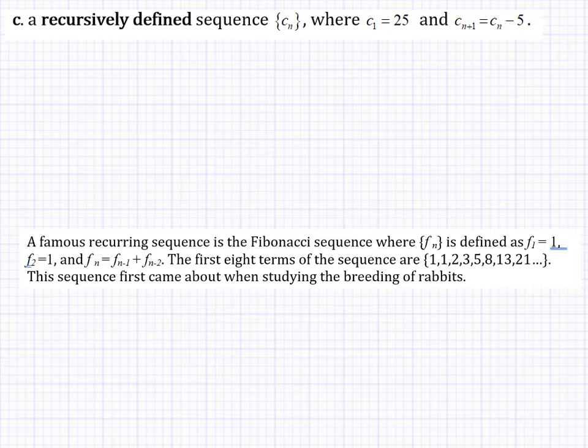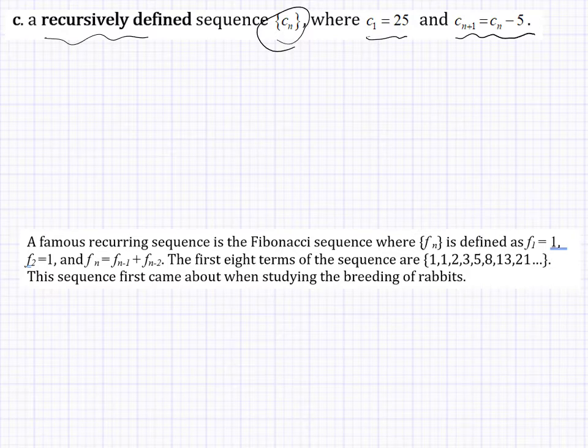Also, we can define a sequence recursively. Rather than just give the formula for the function so I could find any term of the sequence, we could define a sequence by looking at its previous term or terms. That's what a recursively defined sequence would do. So here's C sub n. The first term, C sub 1, is 25, and then this tells me how I'm going to always get the next term.